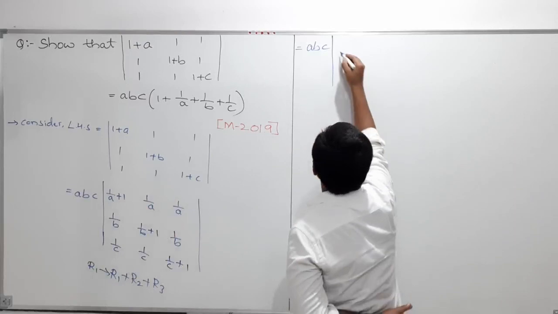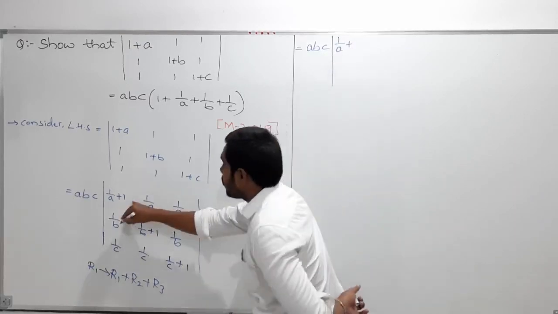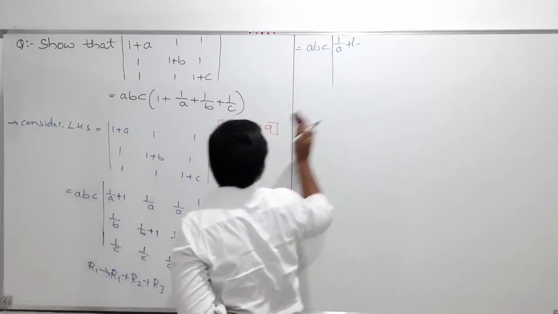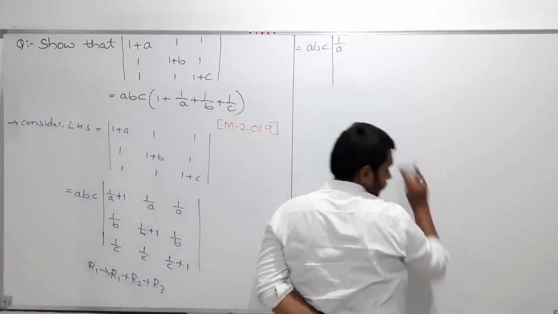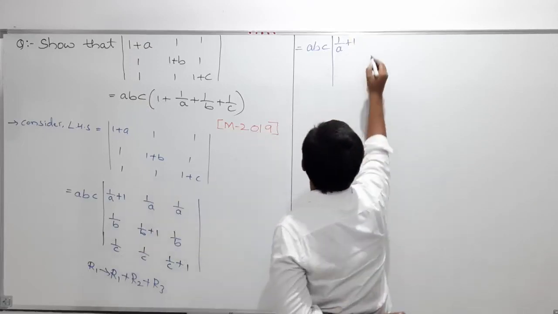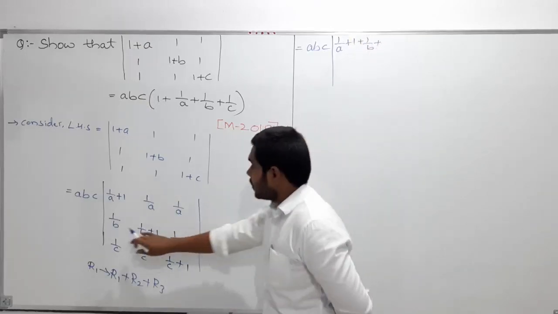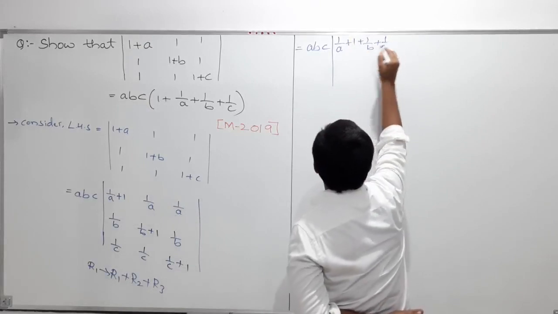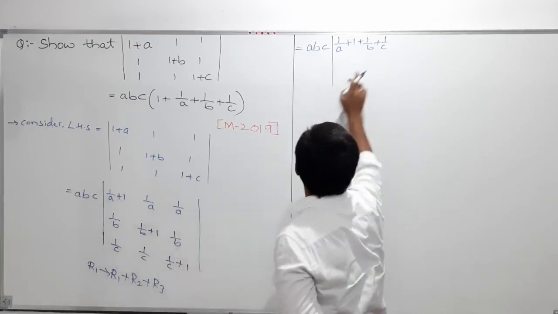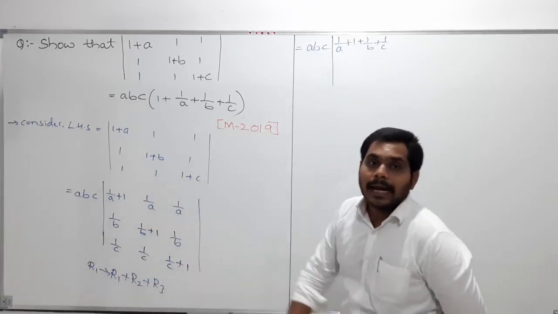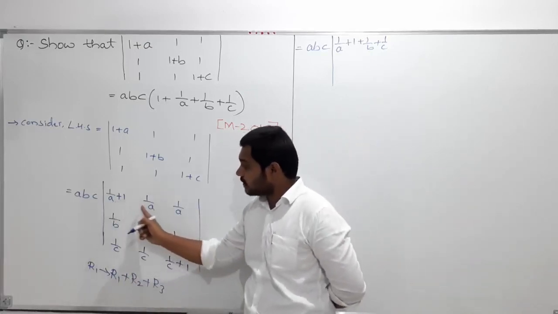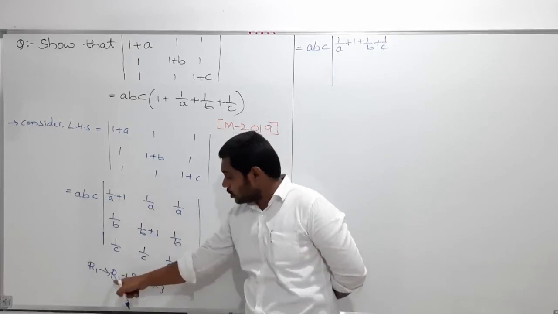Clear? So therefore here it is 1 by A plus 1, 1 by A plus 1, and next here 1 by A plus 1 and next plus 1 by b plus 1 by c. I added all these terms, 1 by a plus 1 by b plus 1 by c. Clear? And similarly next here it is. Next row, here also the same operation you should apply. For every row 1, each element of the row 1, you should apply this operation.